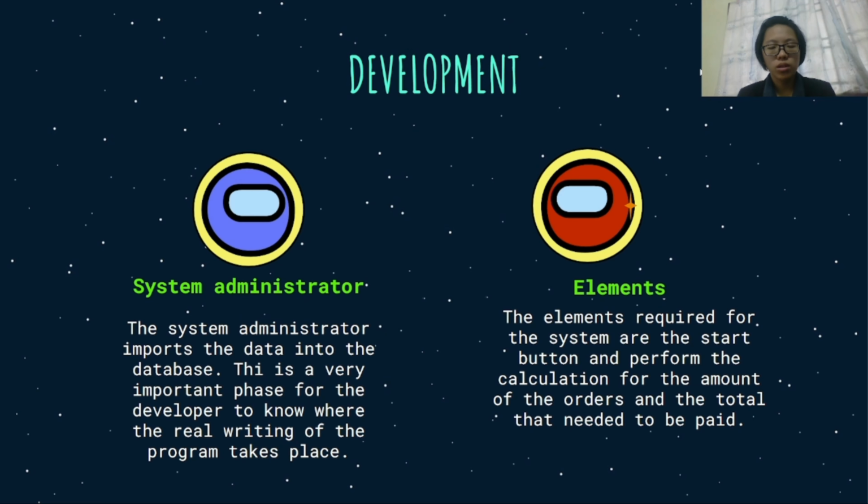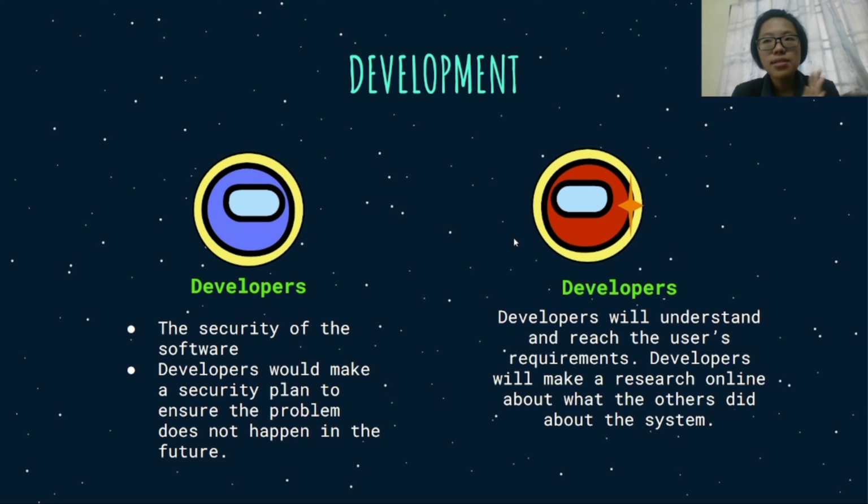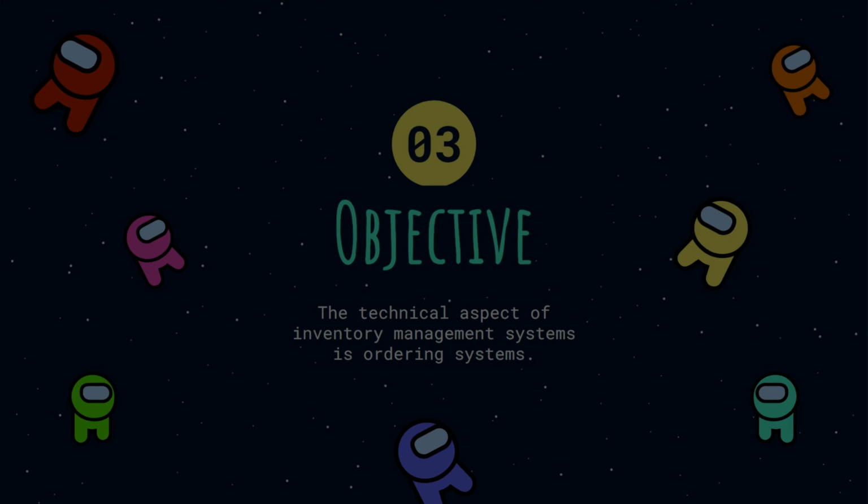Hi, so now I will be continuing my part with the development phase in the SDLC. There are three important roles in the development phase, which are system administrators, the elements that need to be included in the development phase, and lastly the developers. First, the system administrator acts as an important role to import the data into the database. Next, the elements are listed in the slide, so you can look into it. Furthermore, the developers need to be very careful about the security of the system, so that no errors and bugs happen in the future.